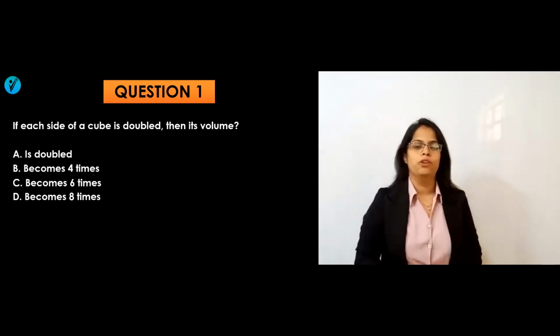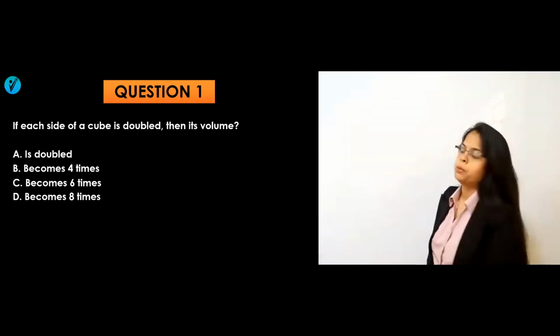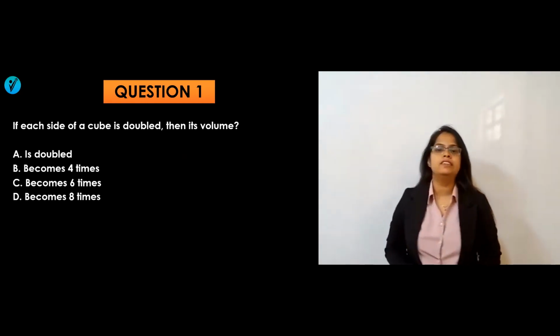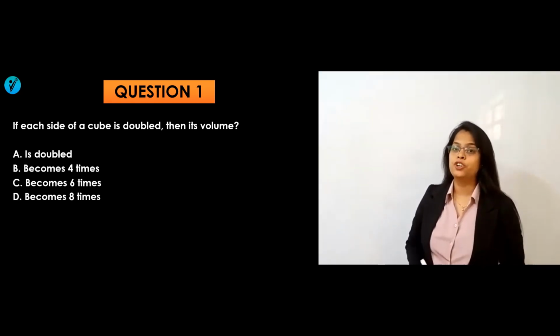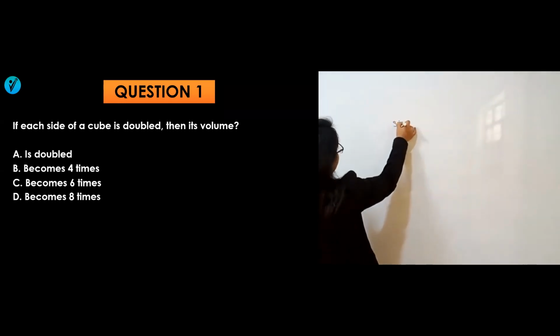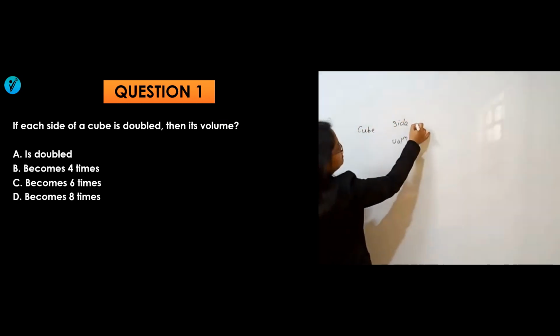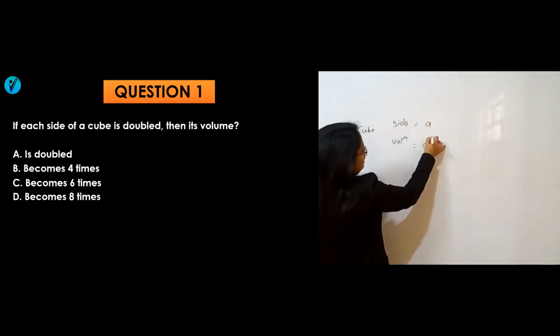Let's try to solve it. What are they saying in question number 1? If each side of a cube is doubled, then its volume? Side of a cube is doubled, what will be the volume? I know what the side and the volume are. Volume of a cube: if the side is a, volume is a cube.